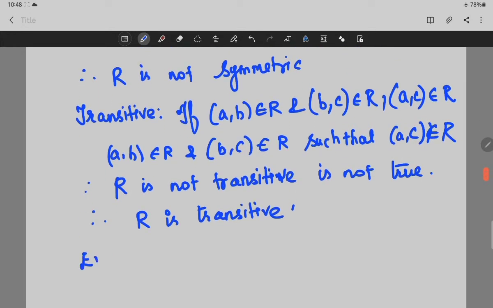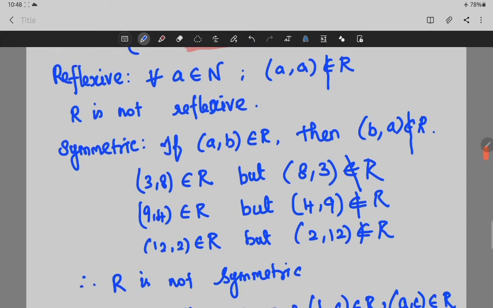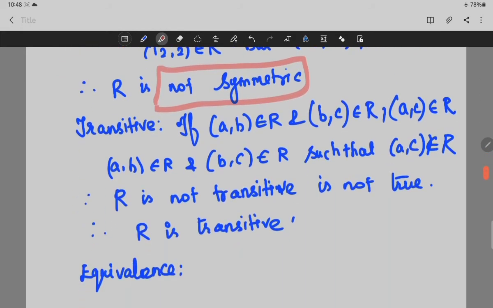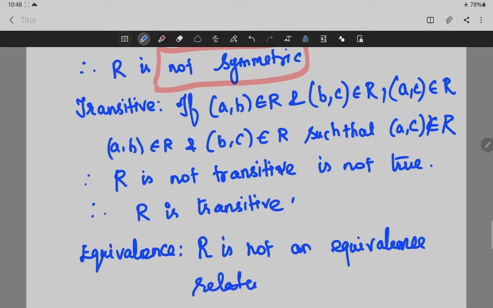So next we are moving to the fourth one, equivalence. Equivalence means the relation should be reflexive, symmetric and transitive. Here we concluded R is not reflexive and R is not symmetric. So therefore we can conclude very well that R is not an equivalence relation.